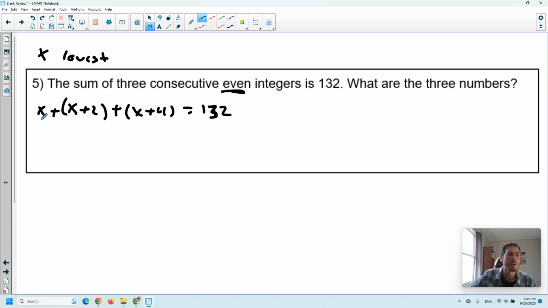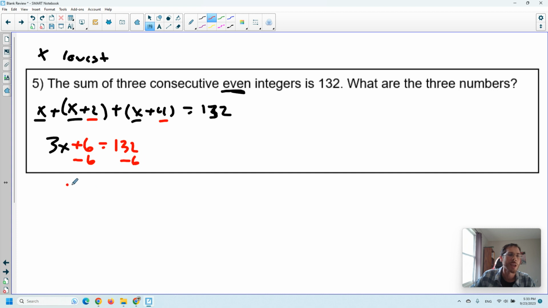So if we combine all the like terms here, we've got 3 x's on the same side, so 3x. We've got the 2 numbers, 2 and 4 will combine. Remember, the 2 doesn't go with the x, even though they're in parentheses. There's no x's with the 2, so I can't add those up. I can add up 2 and 4. So 3x plus 6 equals 132. That's just going to drop down. We'll do our regular solving.